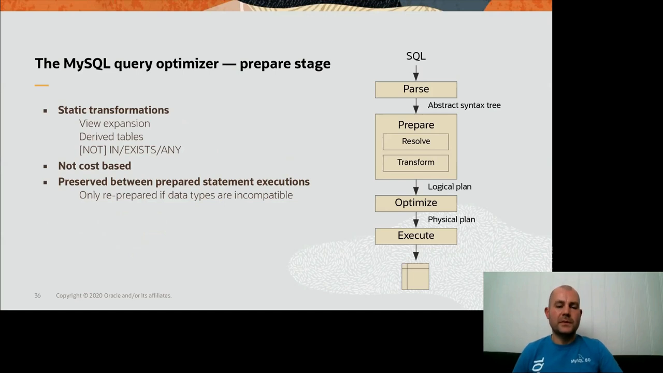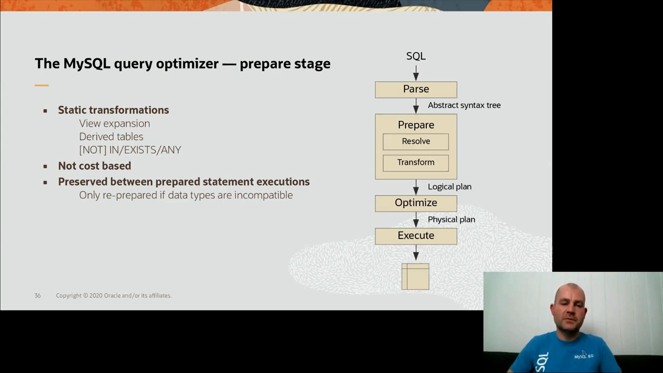So let's look at what's actually happening in your optimization. Let's start with the transformations. This is in the prepare stage of MySQL. It's not part of the optimizer really, but it really affects the optimizer. We do static transformations that are not cost-based. They're always done. There are switches to turn them on and off if you want. You can hint them on and off, but if they're enabled, they will always be done if possible.